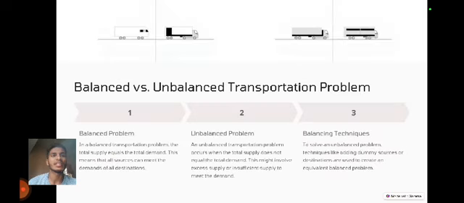Balanced versus unbalanced transportation problem. Balanced problem: in a balanced transportation problem, the total supply equals the total demand. This means that all sources can meet the demand of all destinations. Unbalanced problem: an unbalanced transportation problem occurs when the total supply does not equal the total demand. This might involve excess supply or insufficient supply to meet the demand. Balancing techniques: to solve an unbalanced problem, techniques like adding dummy sources or destinations are used to create an equivalent balanced problem.